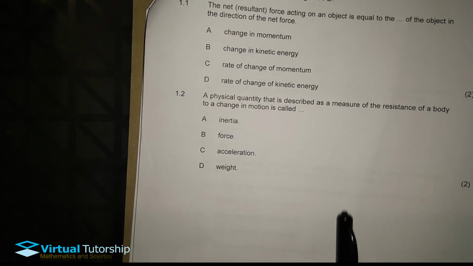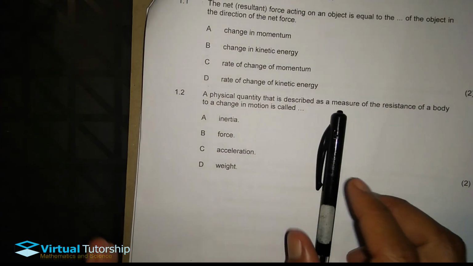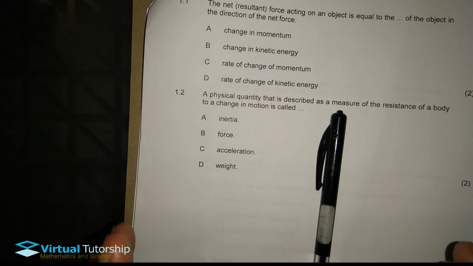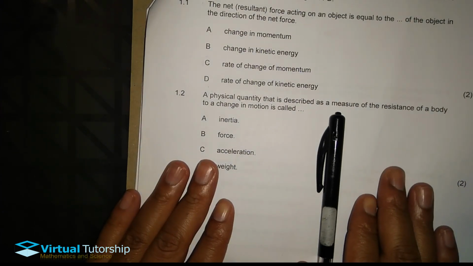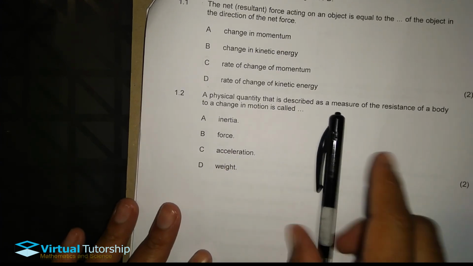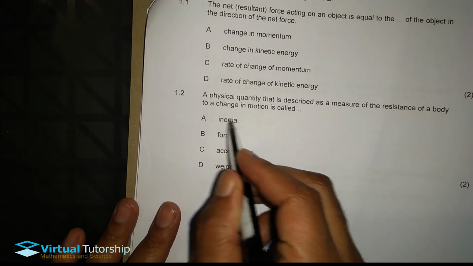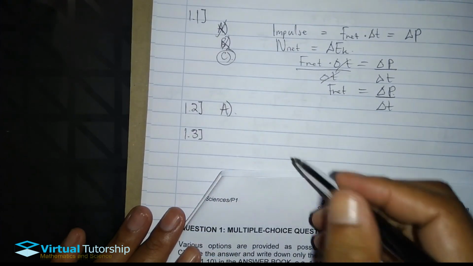The taxi is moving forward, then all of a sudden it stops. So it stops, which is a change of motion, a stoppage of the motion. Then what happens to the passengers? They continue moving forward. That's the resistance to a change in motion. It's what we call inertia. So our answer for 1.2 is A, inertia.